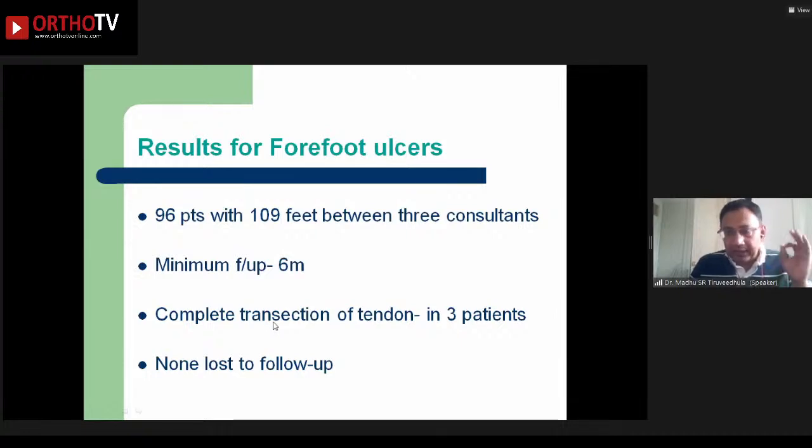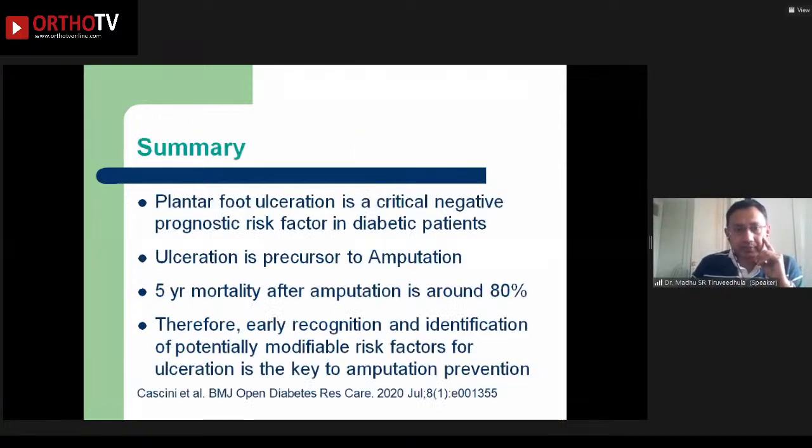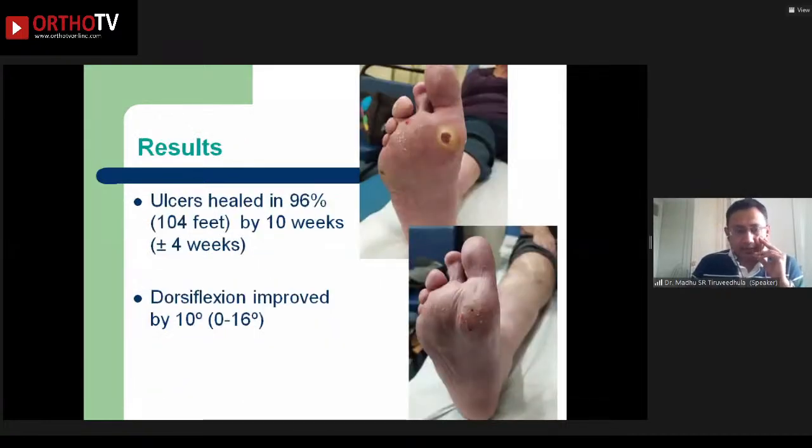And earlier during our learning curve, we had a complete transection of the tendon in 3 patients. That's the reason when I said we should not do a forceful dorsiflexion of the foot. So in forefoot ulcers, just by doing tendo-Achilles lengthening, we avoided going back to theater and achieved full ulcer healing in 96% of the people. And also dorsiflexion improved, obviously.